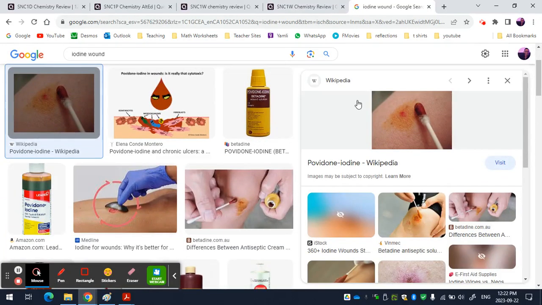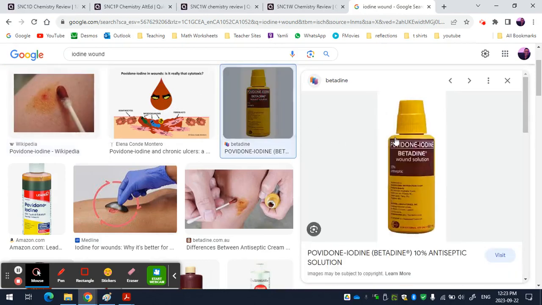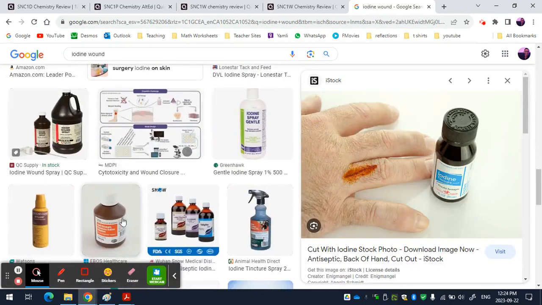Whenever you get, for example, cut or want to clean a wound, iodine has the ability to disinfect and clean it before you apply a certain treatment to it, or you give an injection and so on. Yep, here it is. Okay, so that's iodine.